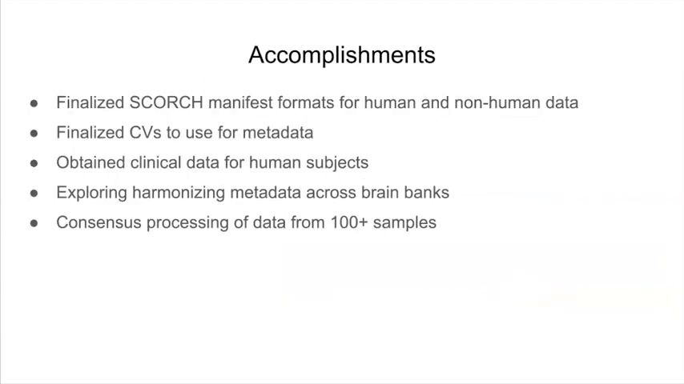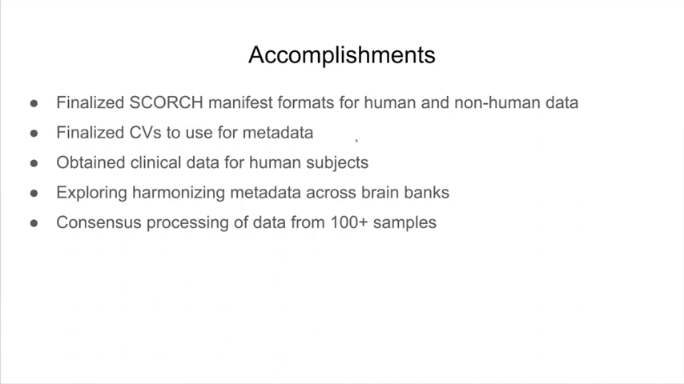Okay. Switching gears to talk about some of the things that we have done over the last year. As you are all aware, we worked with you to finalize the Scotch manifest formats, which is how people will be submitting data to us in the future. There are two kinds of manifests, one for human data and one for non-human data. These have been finalized, and the CVs that we use with these metadata have also been finalized.